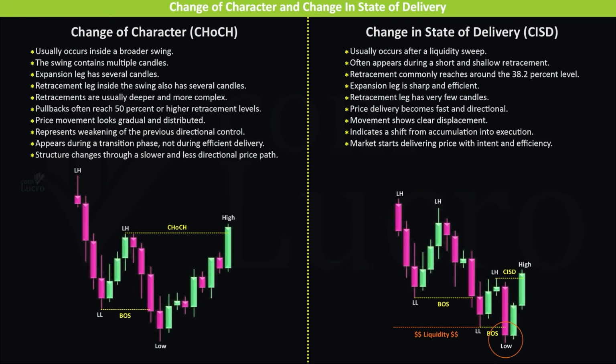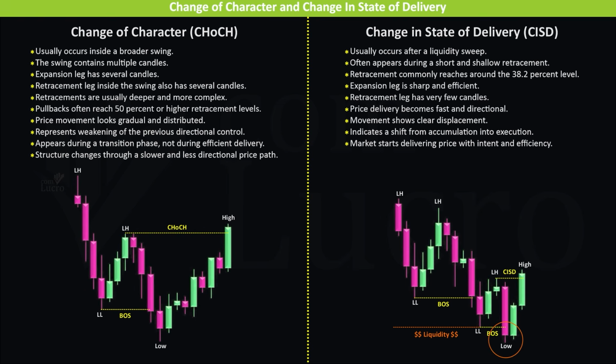CISD often appears after a liquidity sweep and is characterized by a sharp and efficient expansion preceded by a short and shallow retracement, often near the 38.2% level. Both the expansion and the pullback usually involve very few candles, reflecting a sudden shift in momentum and price delivery. In practical terms, CISD often appears before full structural confirmation.